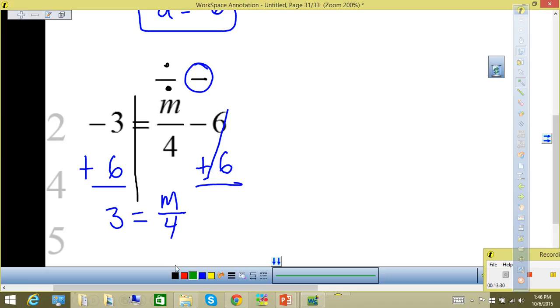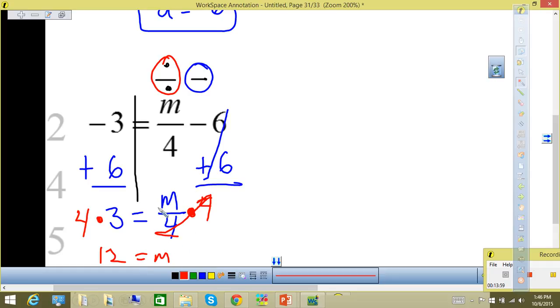All right. What is the next operation? Division. What is the inverse of division? Multiply times 4, because that's the number next to the variable. So whatever we do to one side, we do to the other. Check this out. At this point, I want you to show me a 1 like this, a lazy 1. Do you guys see the lazy 1? So that becomes 1 times m is m equals 12.